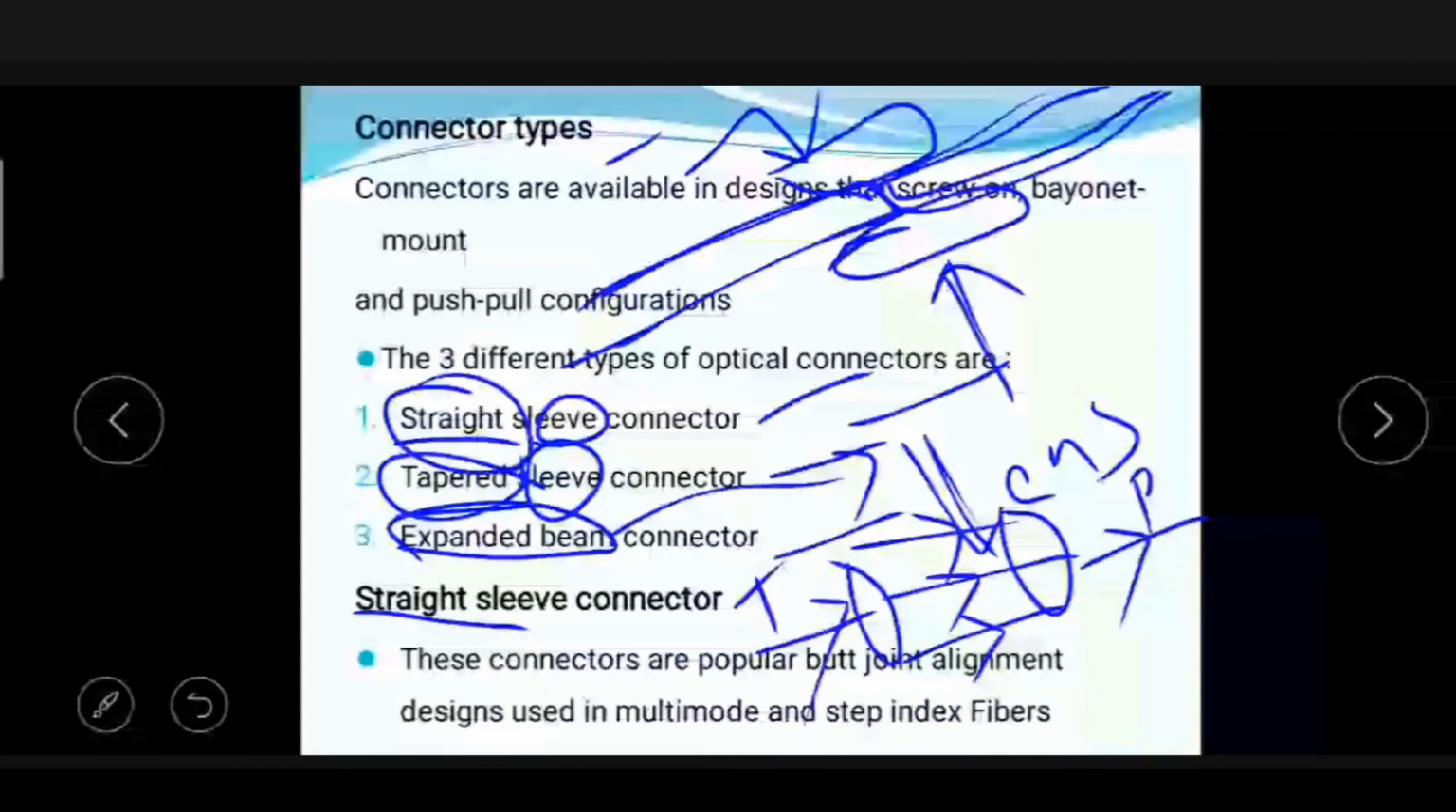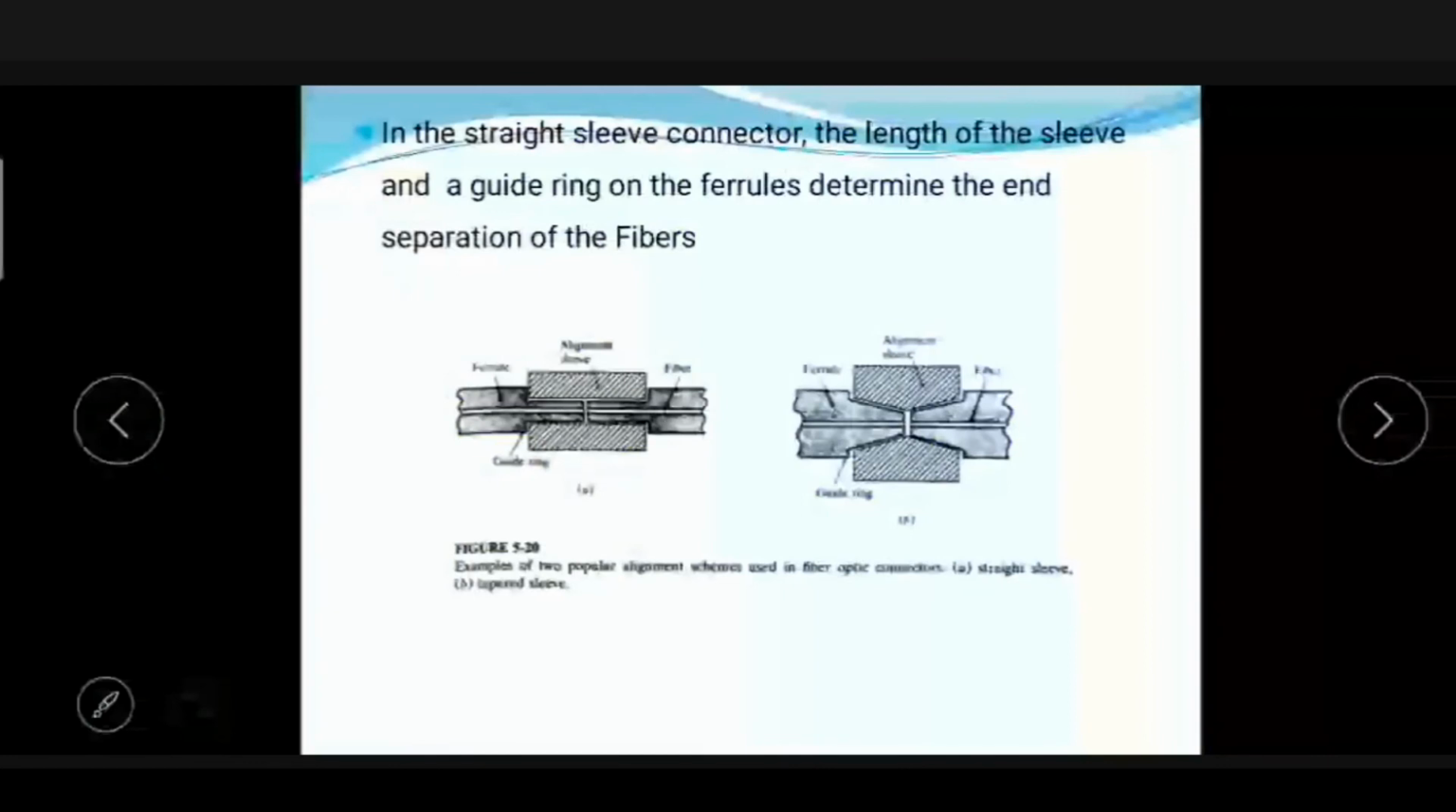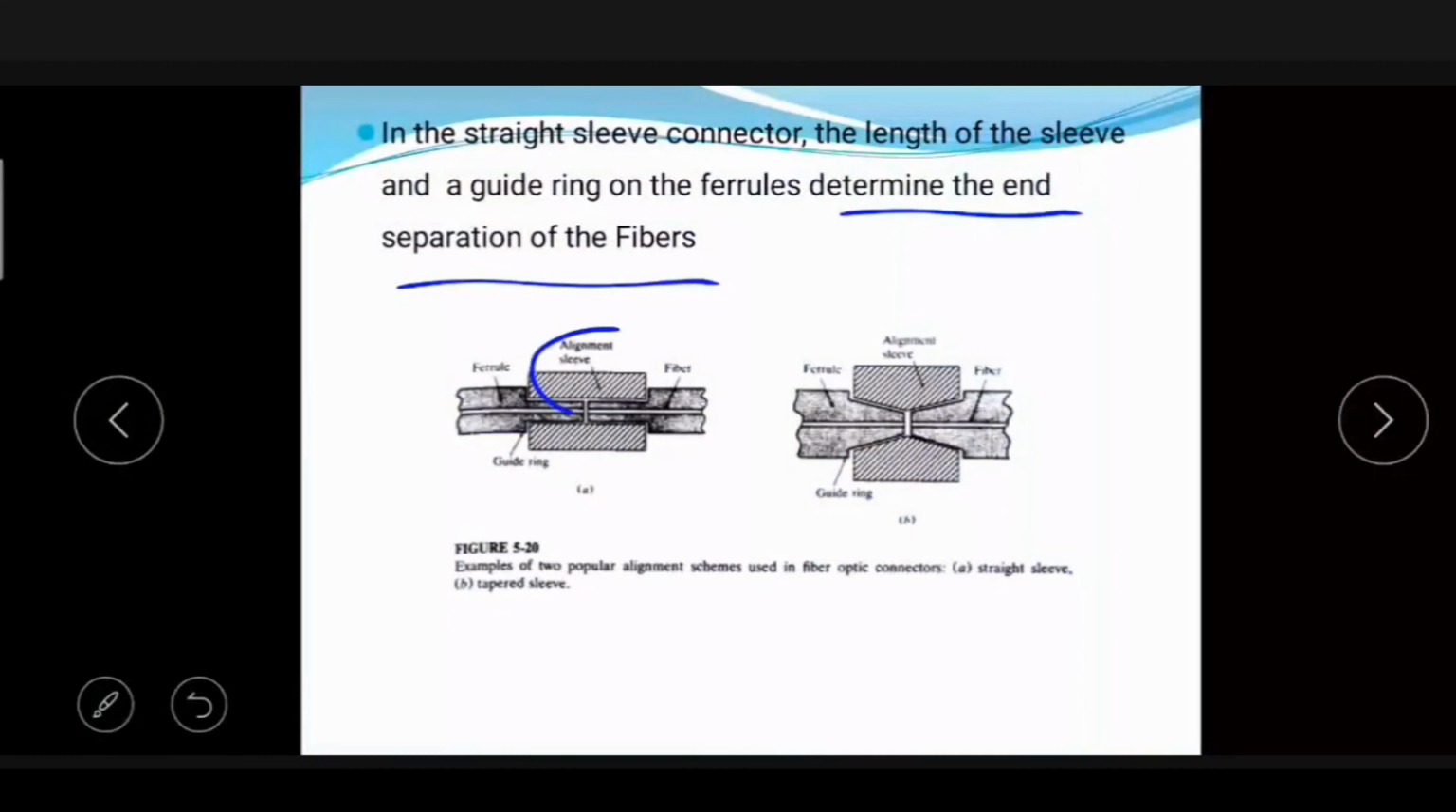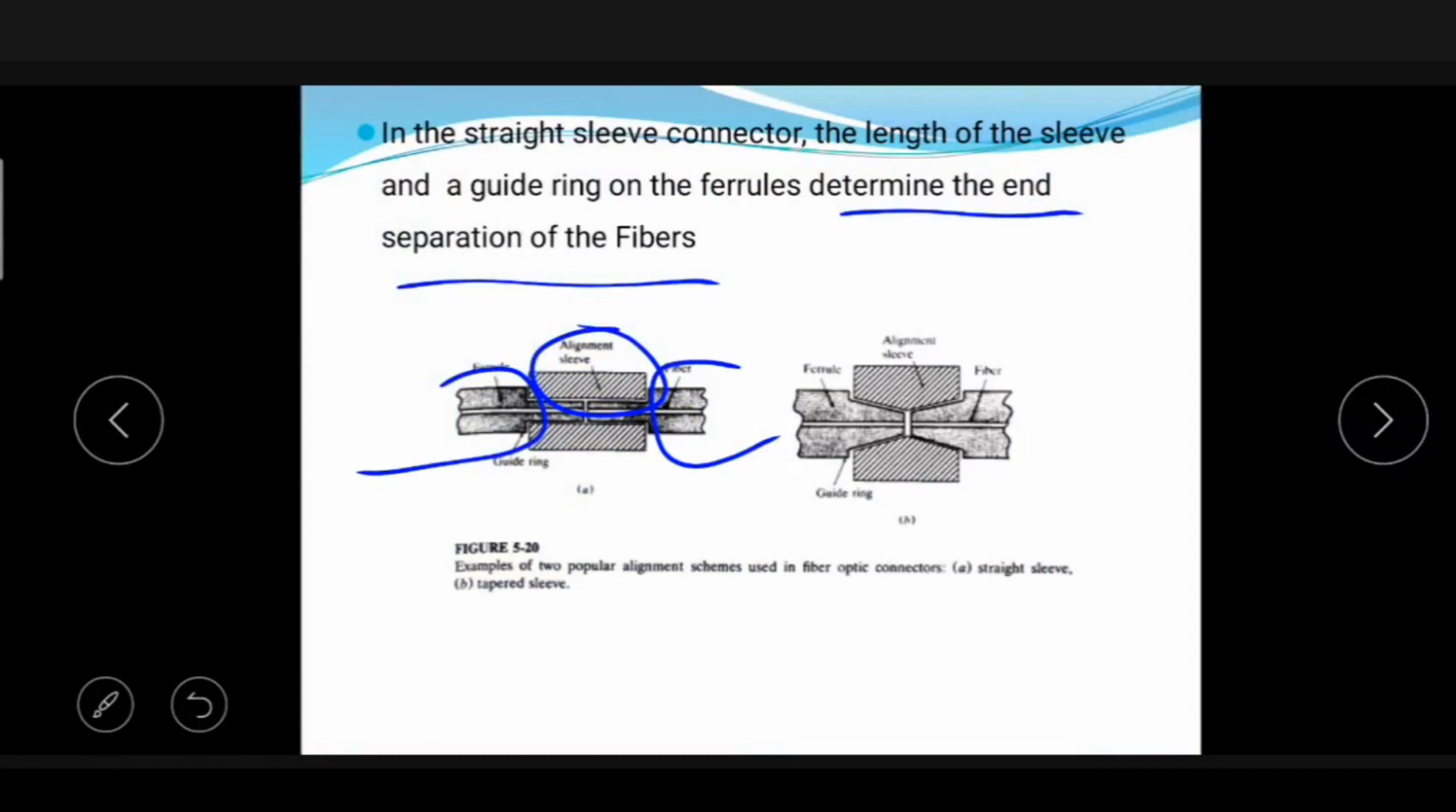So see that in the straight sleeve connector, the length of the sleeve and the guide ring on the ferrules determine the end separation of the fiber. You can see that this is an alignment sleeve. This is a ferrule, and this is a ring, a guard ring. This is the physical alignment of the material, and this is another alignment sleeve. So the fibers are placed, and using the alignment sleeve, they are adjusted. Their alignment is done. Here you can see that it is a straight sleeve. Here you can see that the structure is tapered like this.